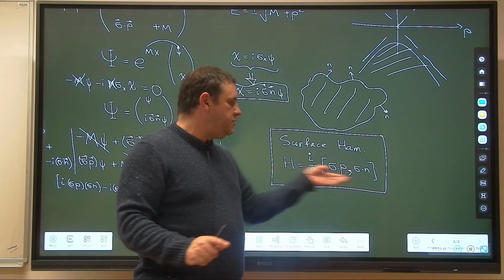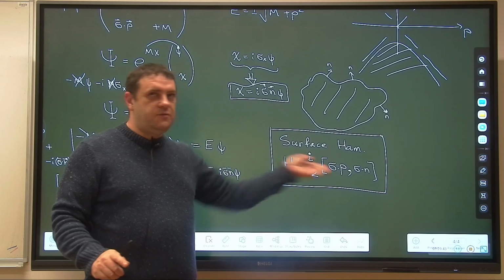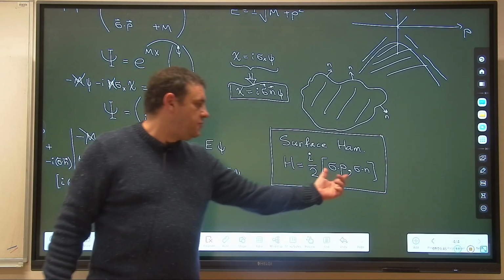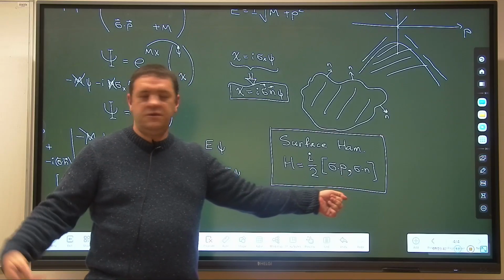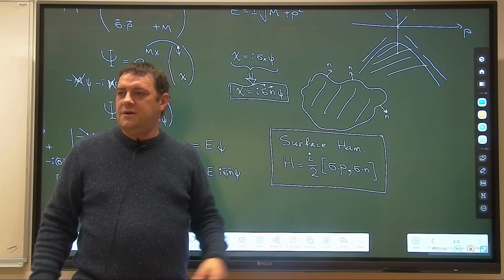Wait a moment. And also, it's an explicitly Hermitian operator. Yeah, it's a commutator of two Hermitian operators, which is anti-Hermitian. With I, it's explicitly Hermitian.